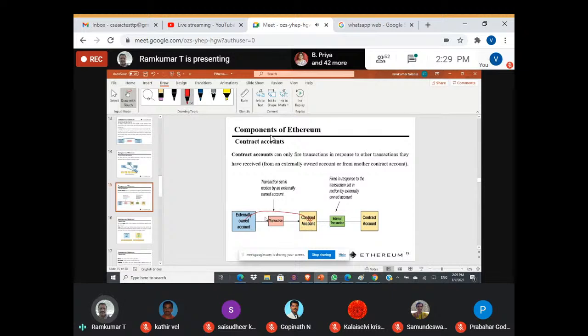Now, whenever I am talking about contract accounts, from an externally owned account I can deploy the contract accounts. It is possible. And then a contract account may communicate with another contract account, which is also possible. It is like when you deploy a program, that program may communicate with another program; we have sub-programs or functions. In a similar way here, a contract account may do some internal transaction to communicate with another contract account. There is no issue at all.